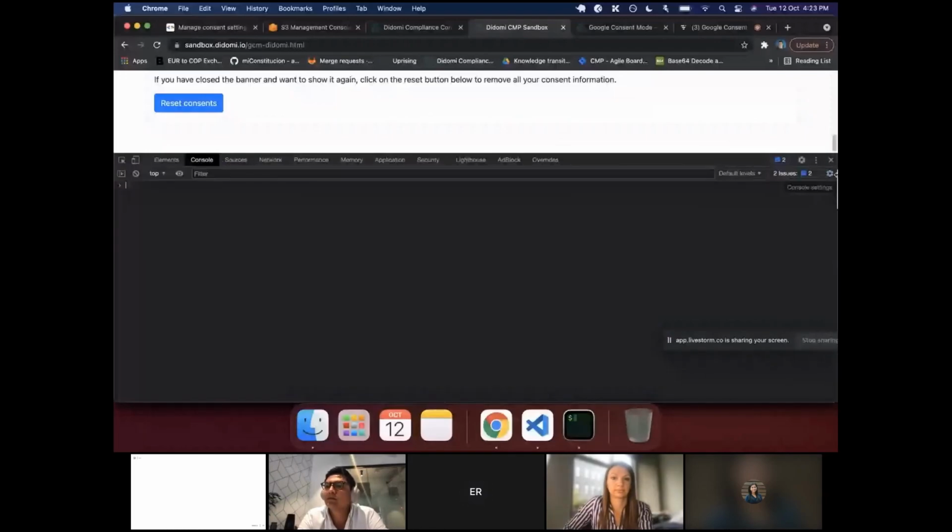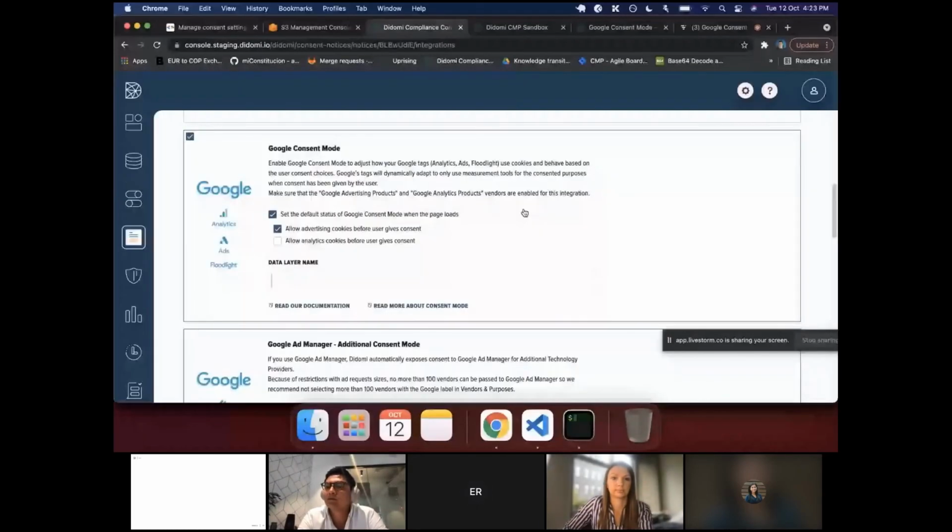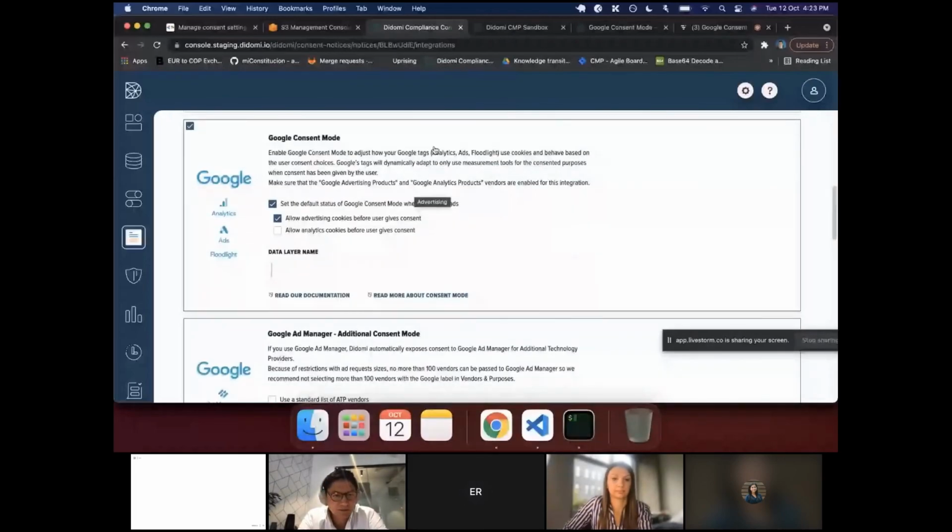So basically, this is a pretty straightforward way for our clients to integrate Google Consent Mode. We verify that we're sending the correct information for the consent types that interest us and that Didomi is supporting at the moment. And that would be our GCM direct integration in a nutshell.